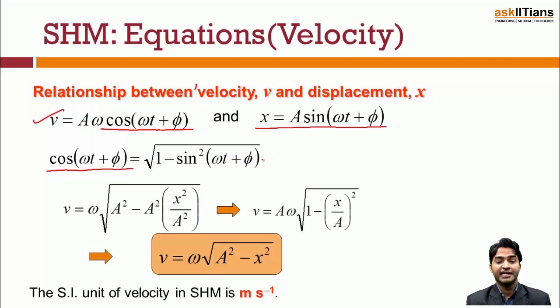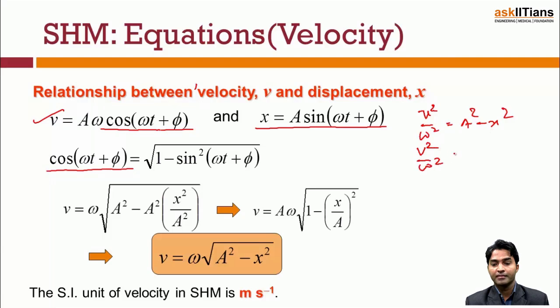And that is equal to v equal to omega under root of a square minus a square x square by a square, and that is equal to v equal to omega under root of a square minus x square. So finally we got a relationship v equal to omega under root of a square minus x square. Or in another term we can say that v square upon omega square equal to a square minus x square. Or we can say that v square upon omega square plus x square is equal to a square.